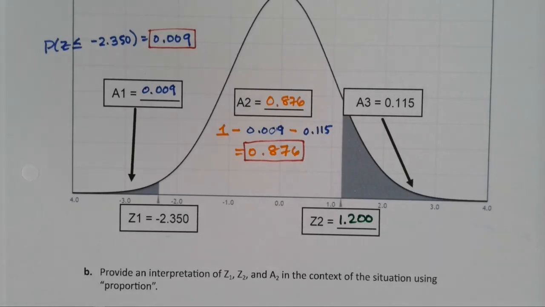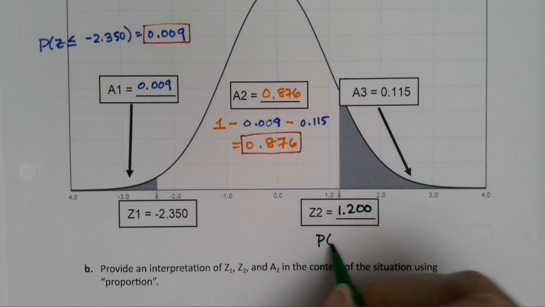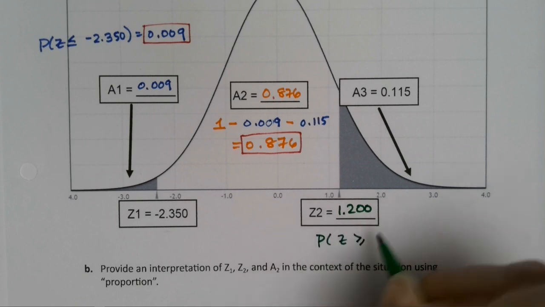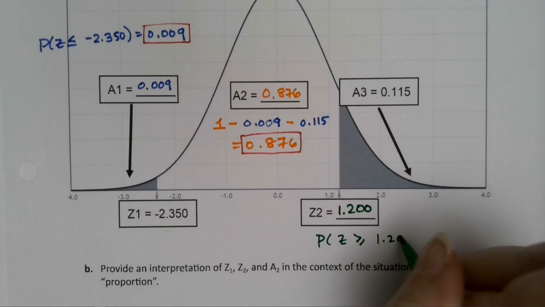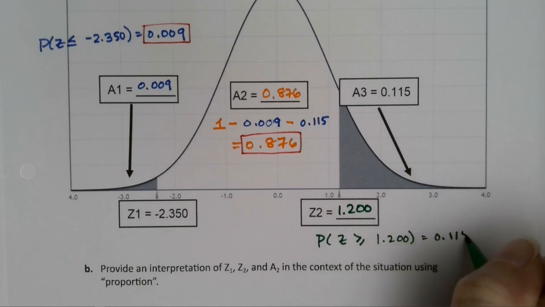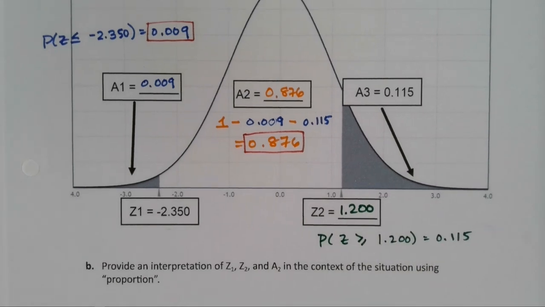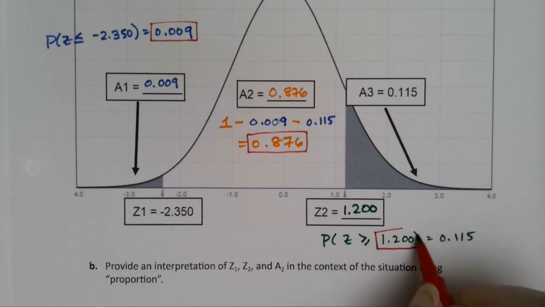So let's go over here, and I'm going to write this in. So it was the probability that z was greater than or equal to 1.200 equals 0.115. That was the work that we put into StatCrunch, and this was the answer we were looking for.